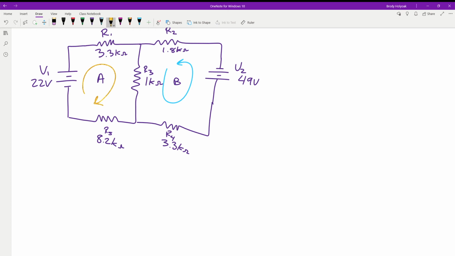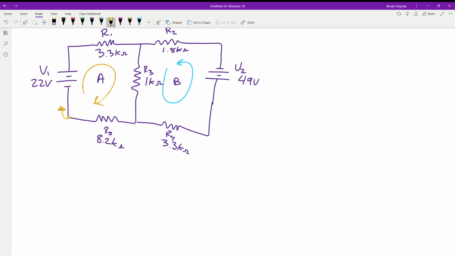Yes? Yes, because those currents will be going through like that. Okay, so we're going to start. It doesn't matter where you start on your circuit. I just like starting here.